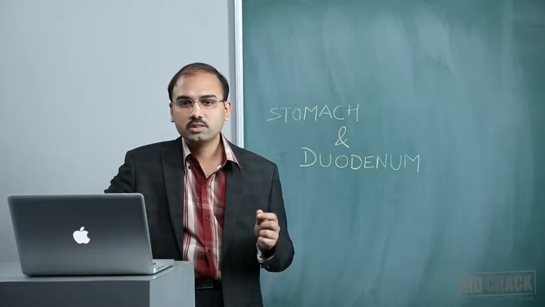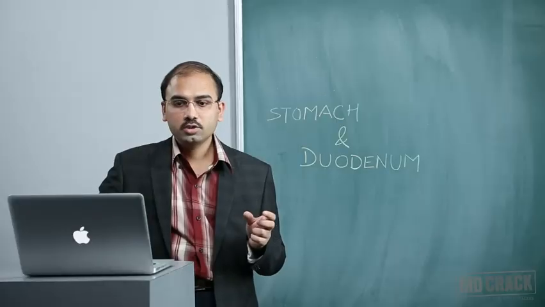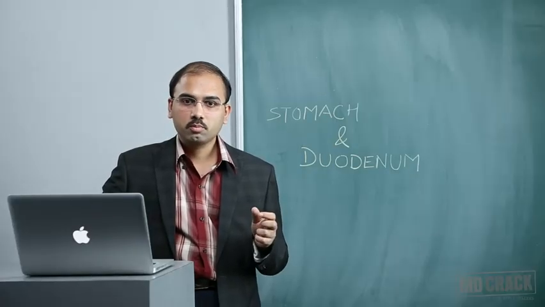Next, we have Menetrier disease. Gross hypertrophy of the gastric mucosal folds along with mucus production and hypochlorhydria. It can be associated with hypoproteinemia and anemia. This condition is a pre-malignant condition, to be treated only with gastrectomy. It is mainly caused by overexpression of transforming growth factor alpha, which leads to the hypertrophy of gastric mucosal folds.